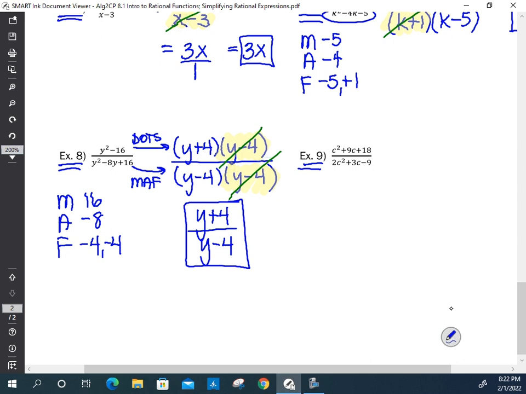So again, please don't get greedy. You cannot cancel out those two y's because they're connected to something else. You cannot cancel out the two 4s because they're connected to something else. Don't get greedy.